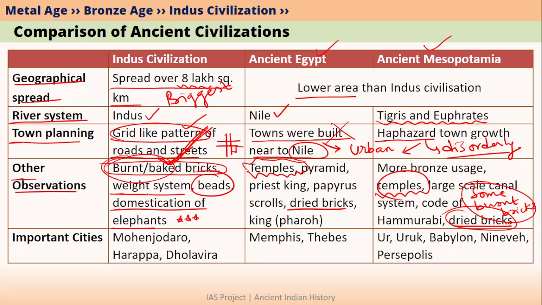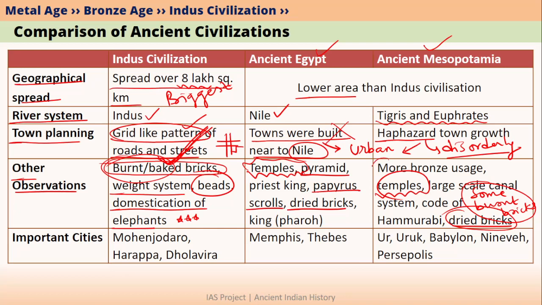In Indus civilization, we did not find any temples. However, in ancient Egypt as well as in ancient Mesopotamia, temples were there. Moreover, ancient Egyptians also built pyramids, which were absent in Indus civilization as well as ancient Mesopotamia. In ancient Egypt, the script was mainly written on papyrus scrolls.